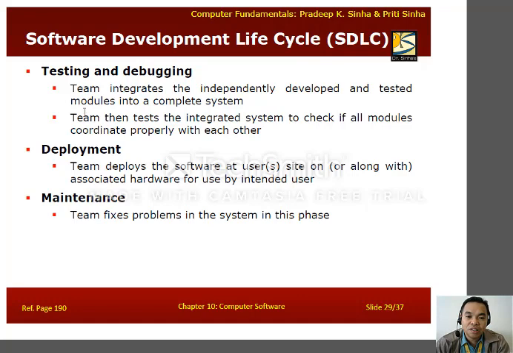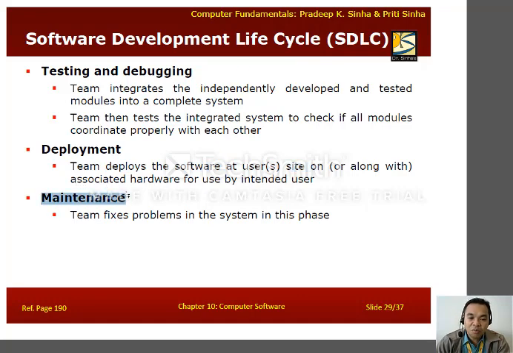The next phase is testing and debugging, where the project team integrates the independently developed and tested modules into a complete system, and then tests the integrated system to check if all modules coordinate properly with each other. The next phase after testing and debugging is deployment, where the project team deploys the software at the user's site or along with associated hardware for use by the intended user.